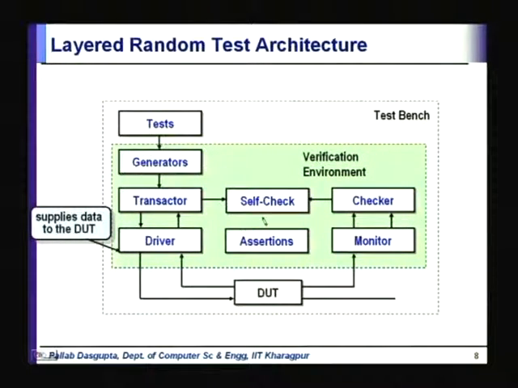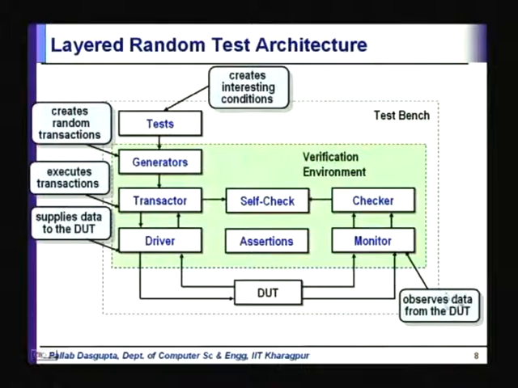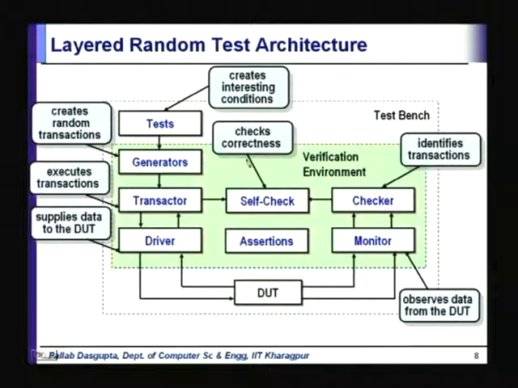Now let us get into this. This is that same thing, which supplies data to the DUT and executes the transactions. This one creates random transactions. This one creates interesting conditions. This one observes data from the DUT. This one identifies transactions, and this one checks the correctness.